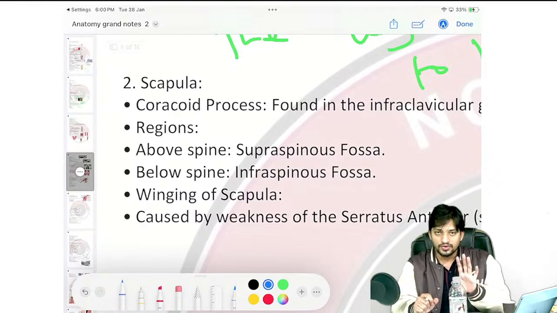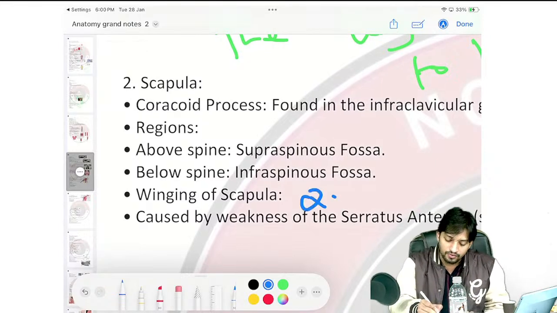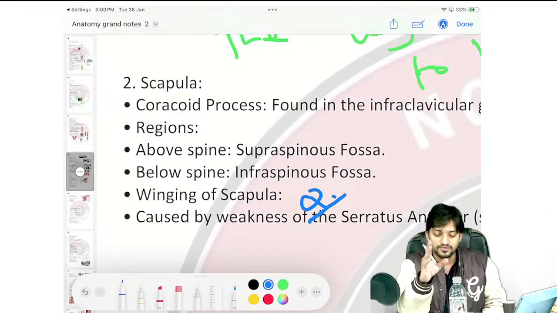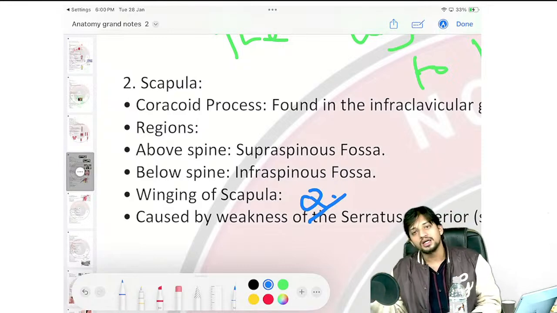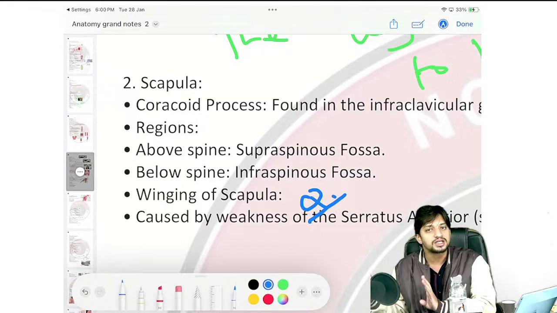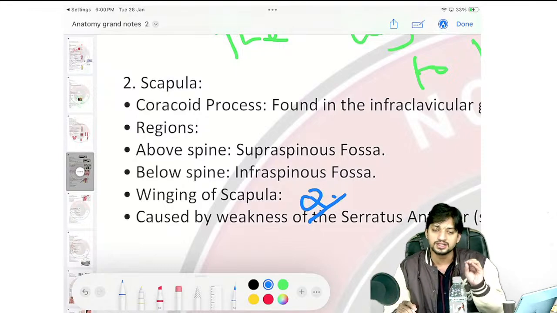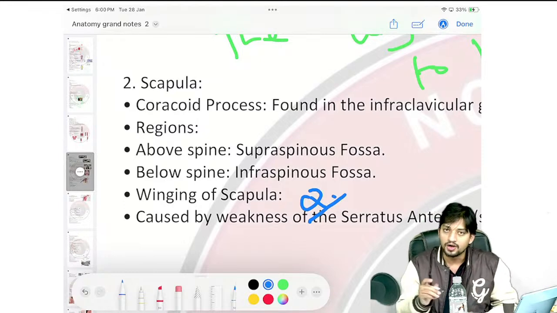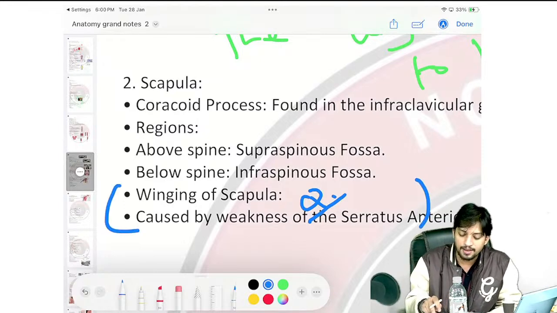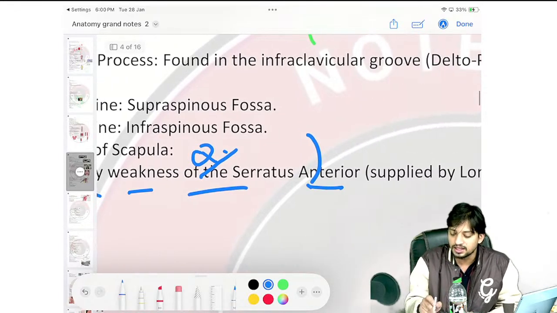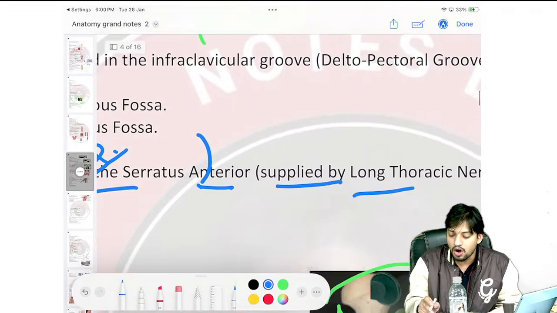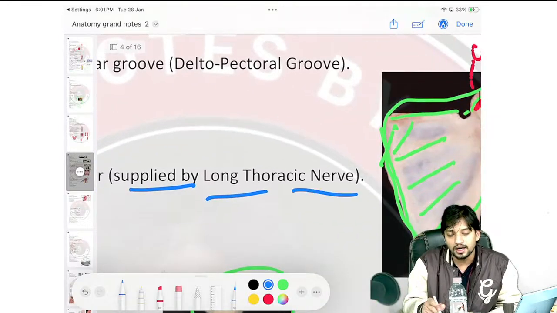Now with the scapula, one very important question they have asked you many times is the winging of the scapula. We will discuss it in detail ahead, but now also we will discuss this MCQ point, a very important point. The winging of the scapula is caused by weakness of the serratus anterior, which is supplied by the long thoracic nerve. Done.